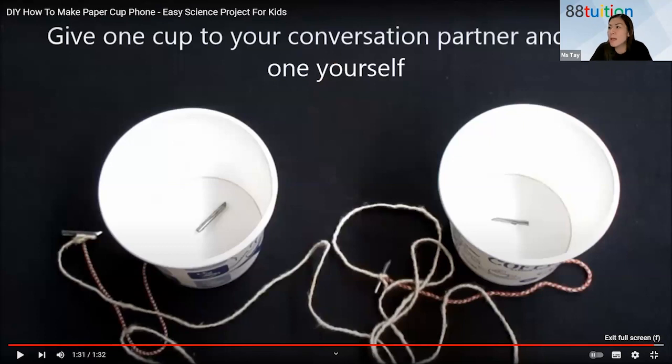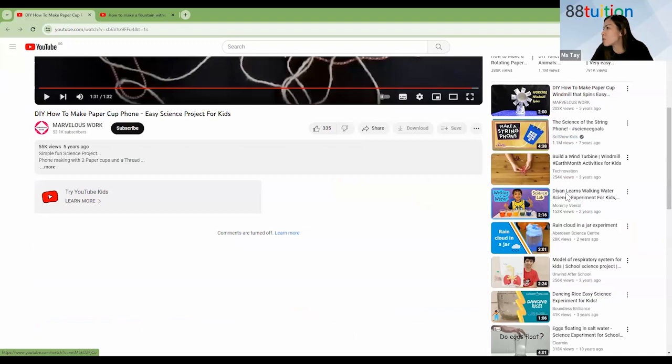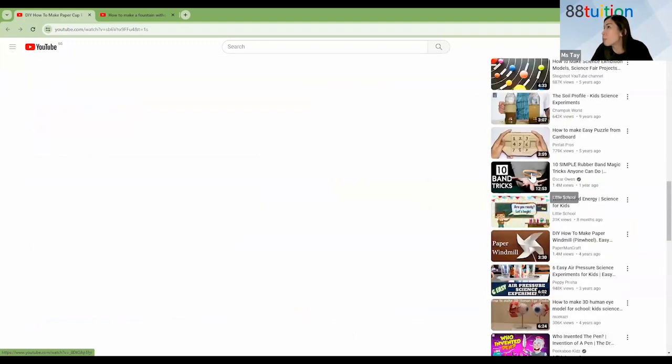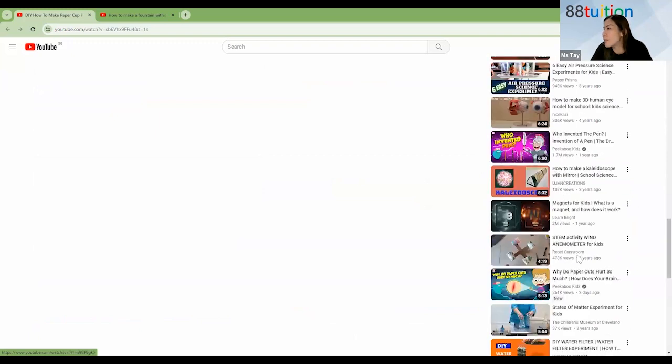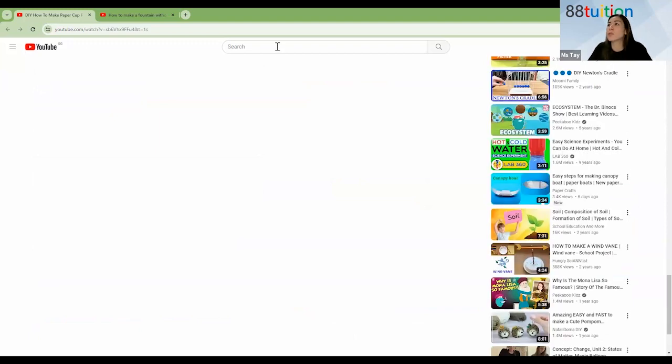Now you may be asking, Miss Tay, I don't have this metal thing here. Does it matter? It doesn't matter. There's another way. They actually use something very simple. They just use a toothpick to make the string go over the base of the cup. Paper cup phone.